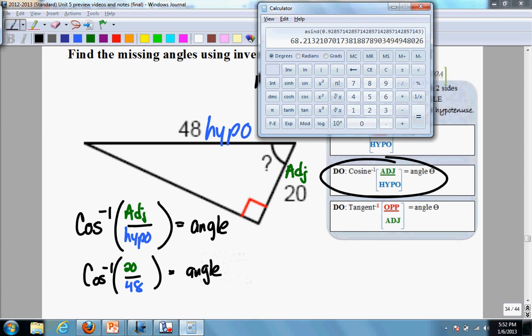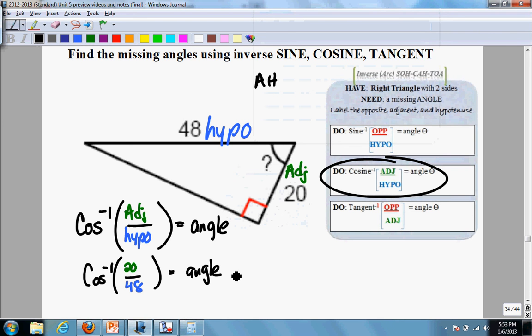So on your calculators, and my computer calculator, I'm going to do 20 divided by 48, and I get my decimal, and then I'm going to do inverse cosine. There's cosine -1, and I get 65.3 degrees, so I'm going to use 65. So this angle here is 65 degrees.